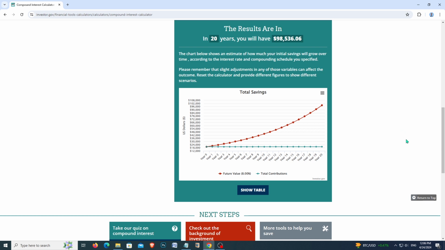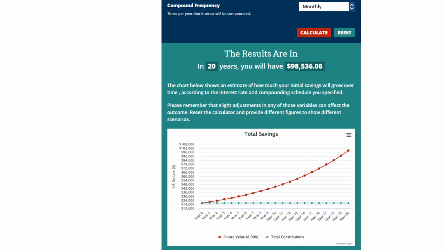The chart below shows an estimate of how much your initial savings will grow over time according to the interest rate and compounding schedule you specified. Please remember that a slight adjustment in any of those variables can affect the outcome. Reset the calculator and provide different figures to show different scenarios.